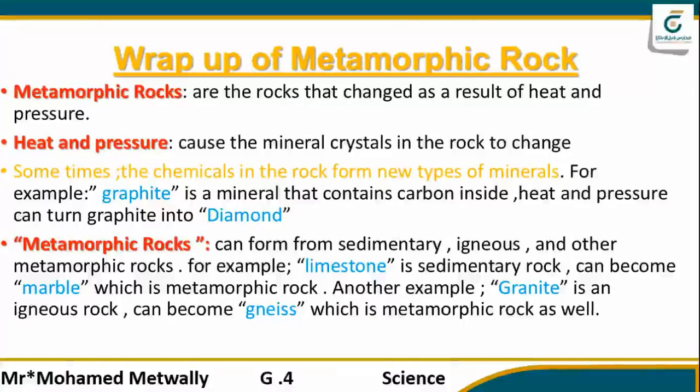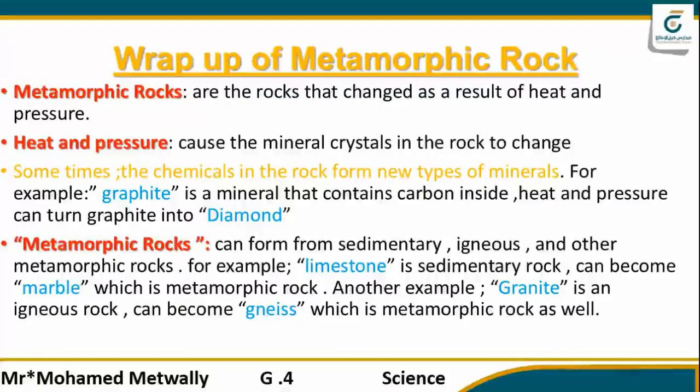Metamorphic rocks can form from sedimentary or igneous and other metamorphic rocks. So you have to know that metamorphic rocks can form from the three kinds of rocks, and also from the same rock itself. For example, limestone is a sedimentary rock that can become marble, which is a metamorphic rock. Another example is granite. Granite is an igneous rock that can become gneiss, which is a metamorphic rock as well.